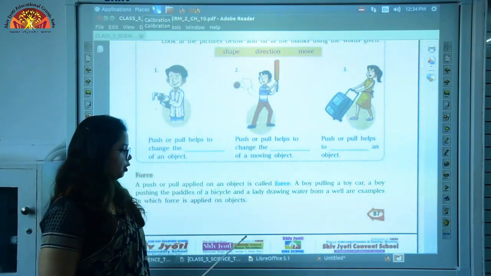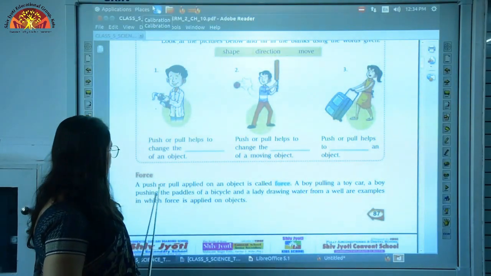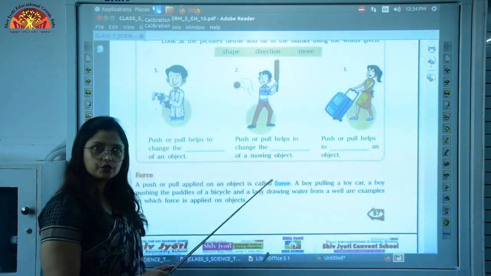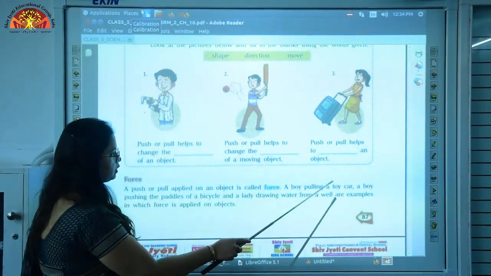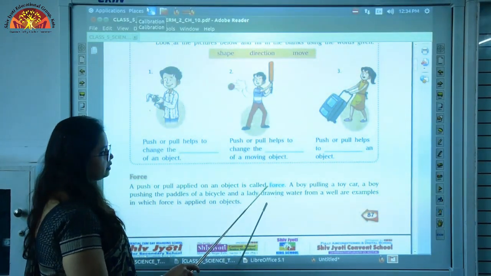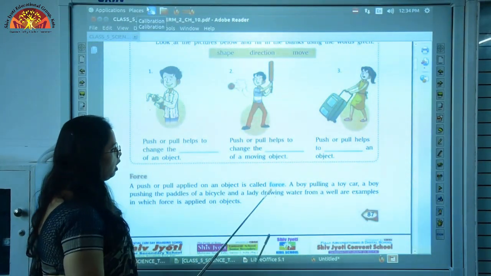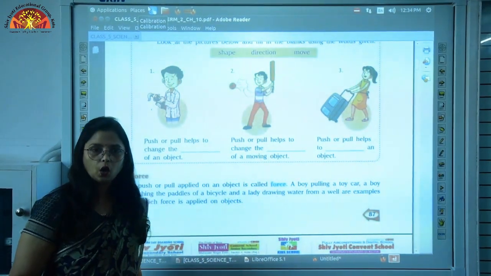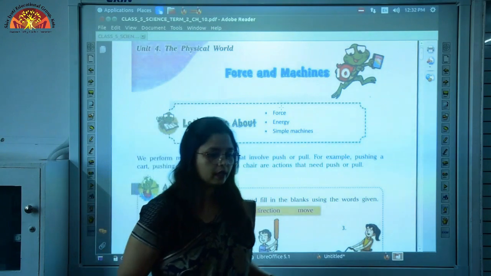So let us come to your book, children. Force: a push or pull applied on an object is called force, as I have told you right now. A boy pulling a toy car, a boy pushing the pedals of a bicycle, a lady drawing water from a well are all examples of force which is applied on an object. So let us have a look at this.